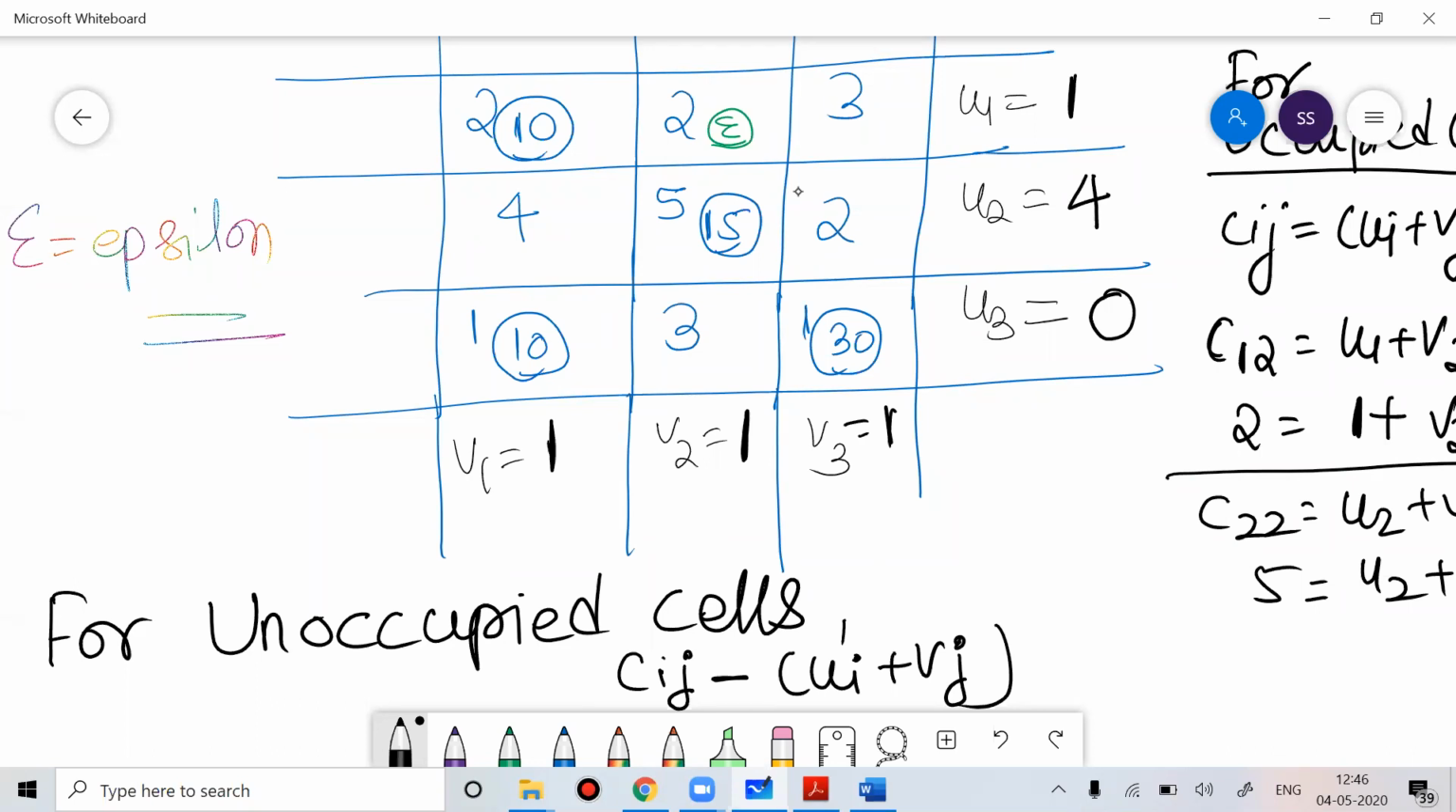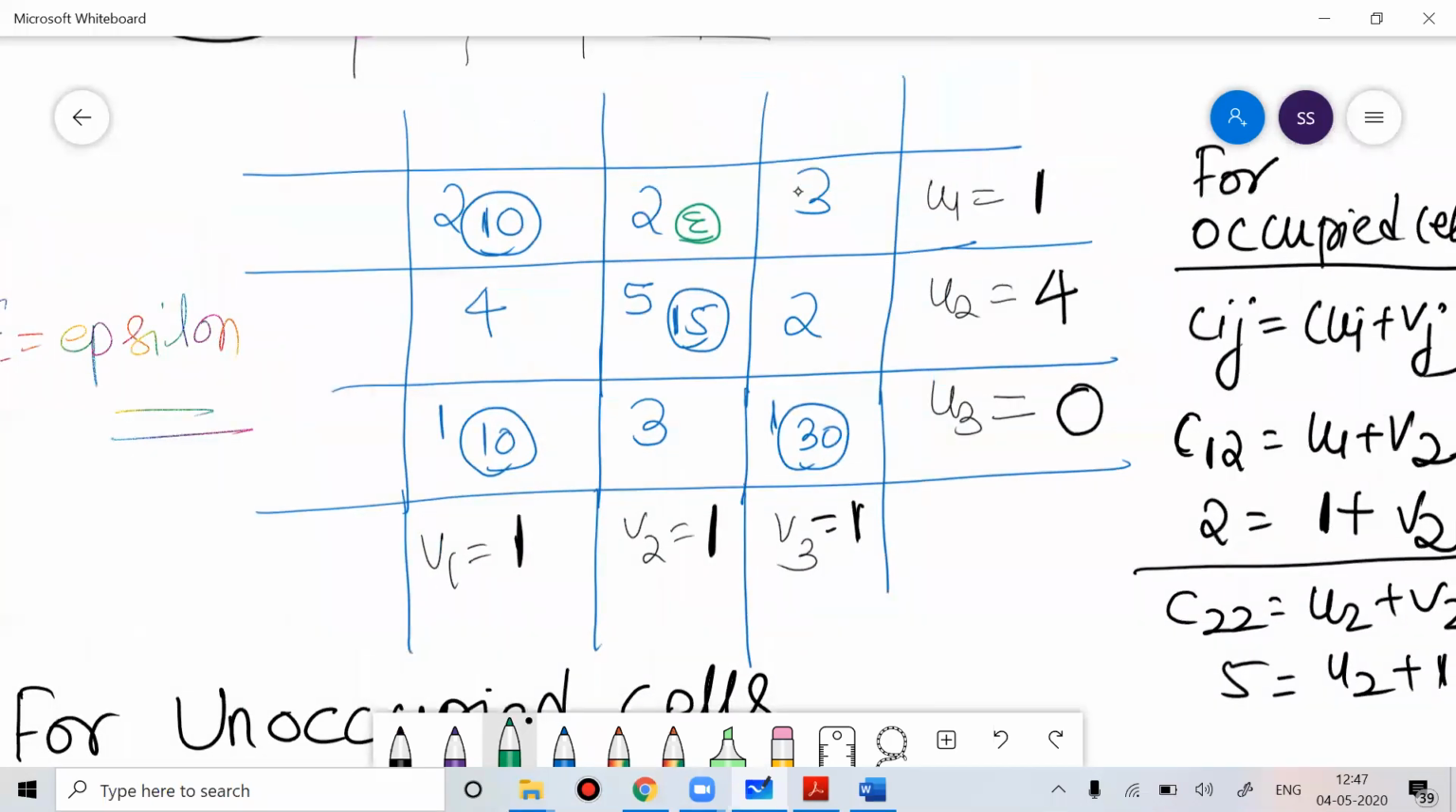I hope you're understanding. Now we'll do the same thing for all the cells. Which cells are left, guys? This is one cell, and this is one cell. Now suppose this is A, this is B, this is C, this is D. The unoccupied cells are those you can see in green color. They can be A, B, C and D.